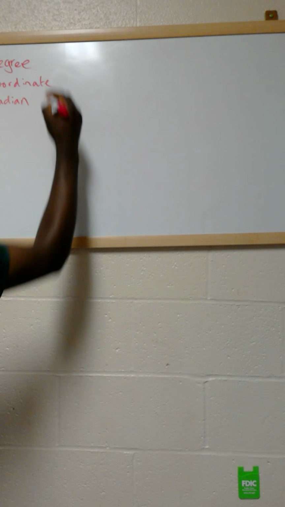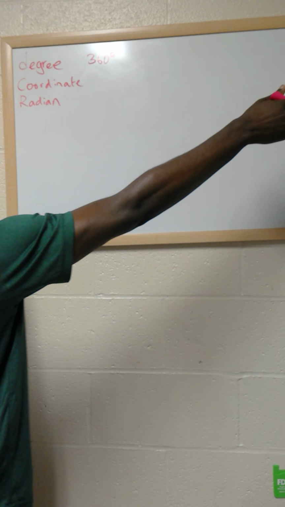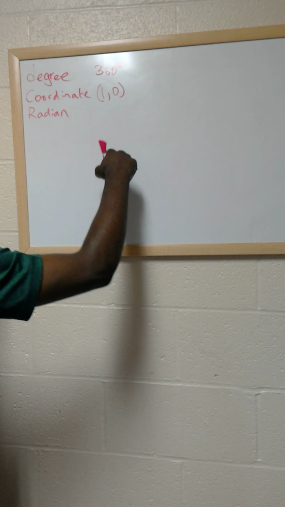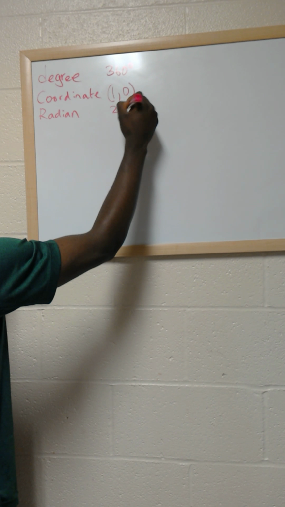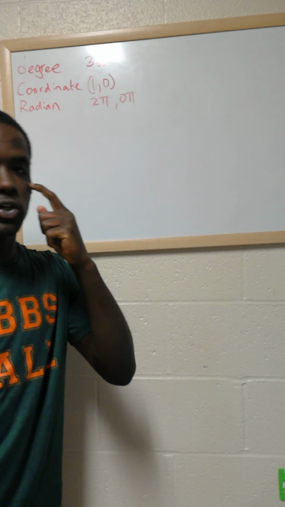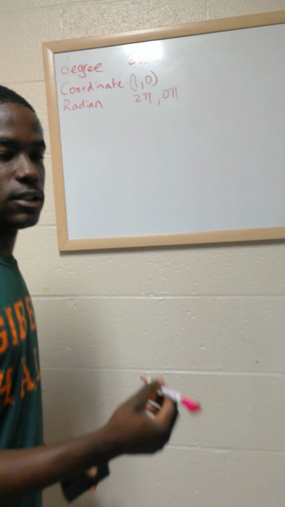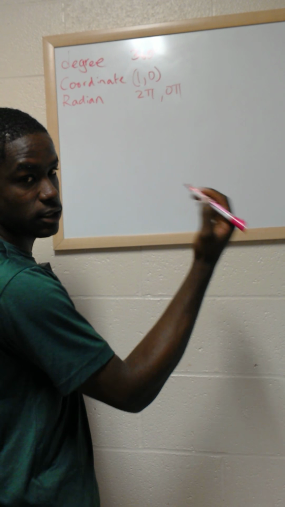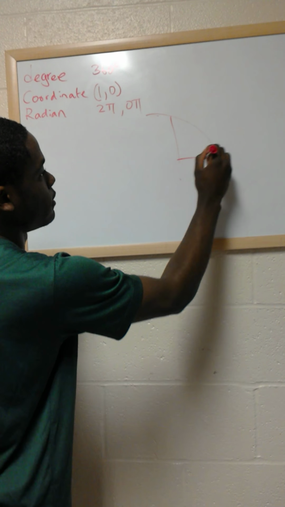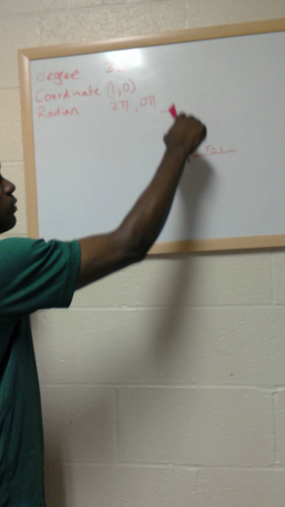So the degree will be like 360 degrees. The coordinate for 360 degrees, since the 360 is on this side, the x will be 1, 0. The radian will be like 2 pi or 0 pi. And as far as the unit circle is concerned, the radius is always 1, because it's a unit circle. So that's something that you just need to know. The radius for the unit circle will always be 1. So this will be 1 and this side will be 1 as well.